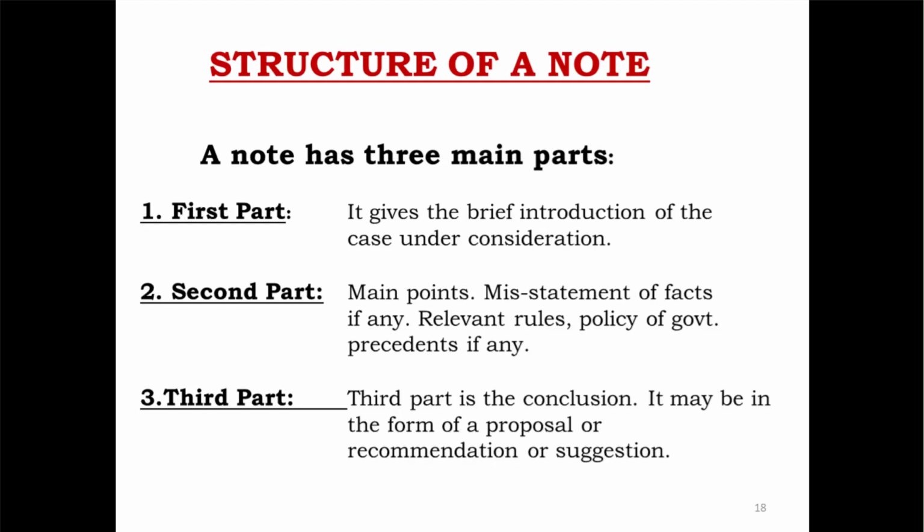Structure of a note. A note has three main parts. First part में क्या होता है? It gives the brief introduction of the case under consideration. Second part: main points, misstatement of facts if any, relevant rules, policy of government, precedents if any. ये second part का हिस्सा होते हैं. Third part is the conclusion. It may be in the form of a proposal or recommendation or suggestion.